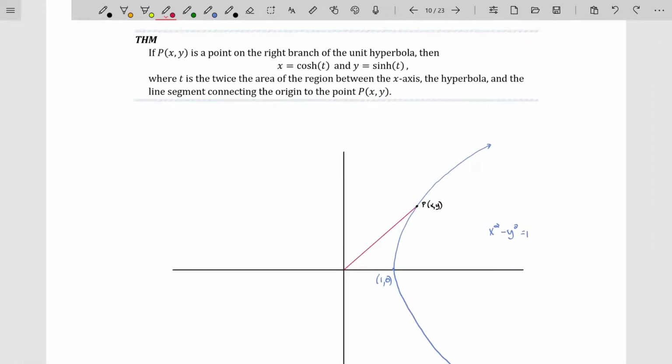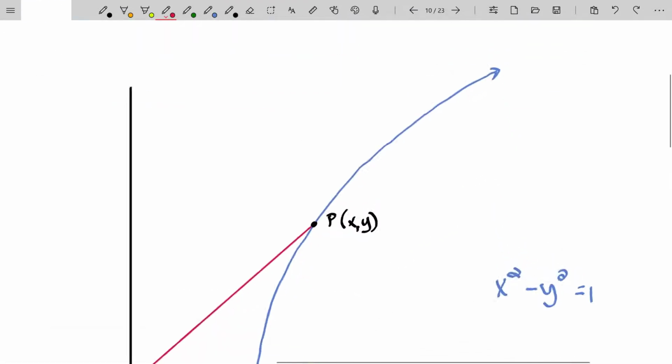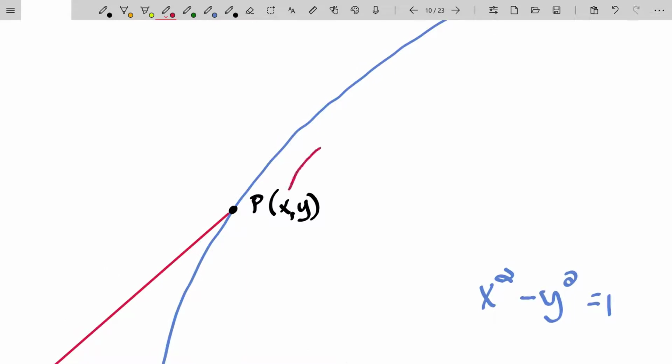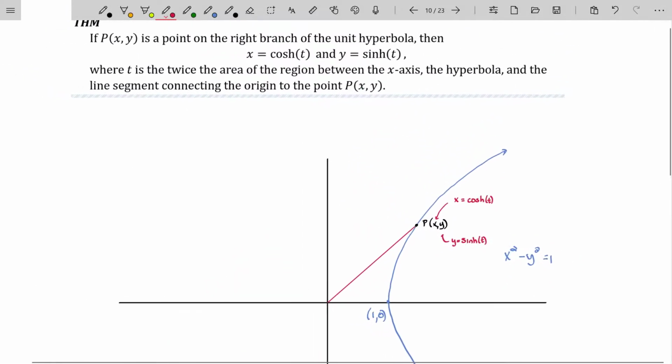That being said, let's go ahead and now look at this theorem. If we have a point x y on the right branch of the unit hyperbola, then x is equal to cosh of t and y is equal to the sinh of t. We're going to define that to be true. That is actually true as long as we use the relation given in this theorem. We're going to let x equal cosh of t and y equal sinh of t. Now we've already, by the way, shown that cosh squared minus sinh squared is equal to 1. So we already do know that the x value is cosh and the y value is sinh. So it actually is true.